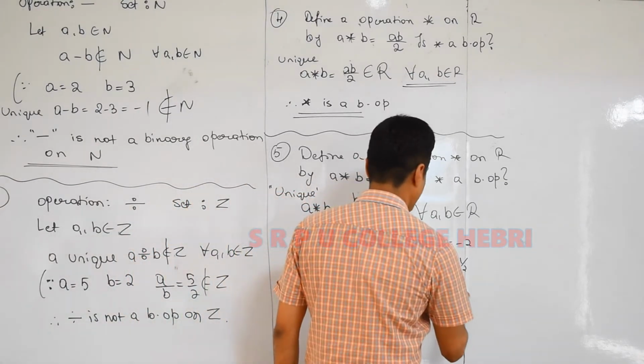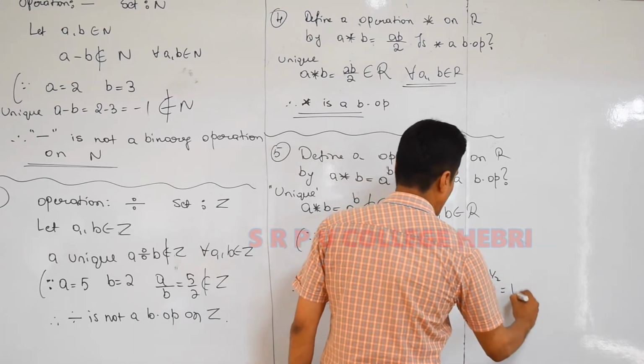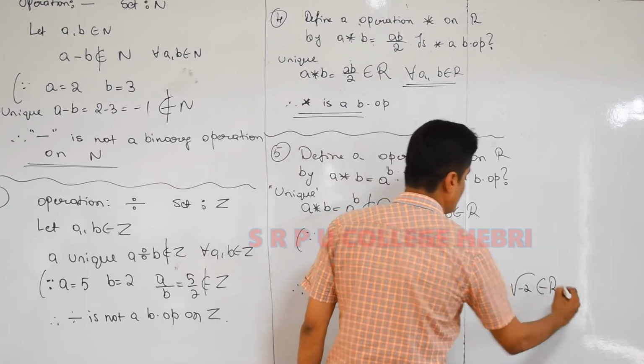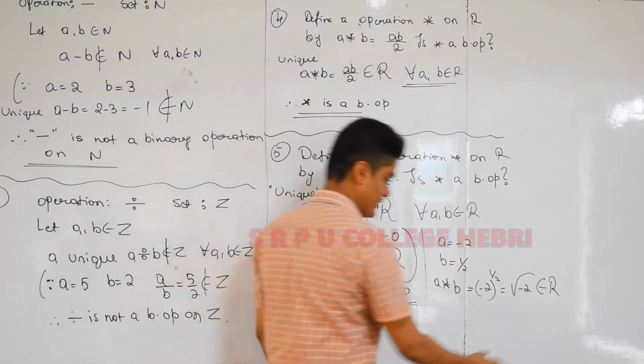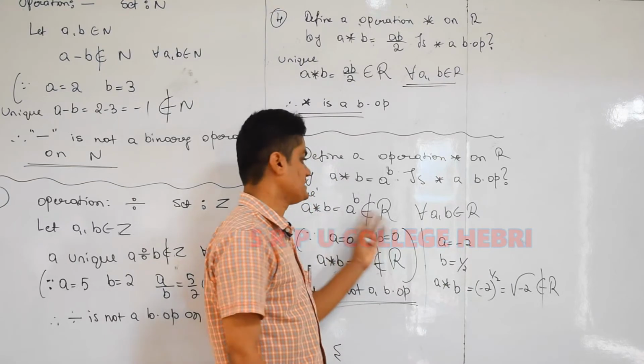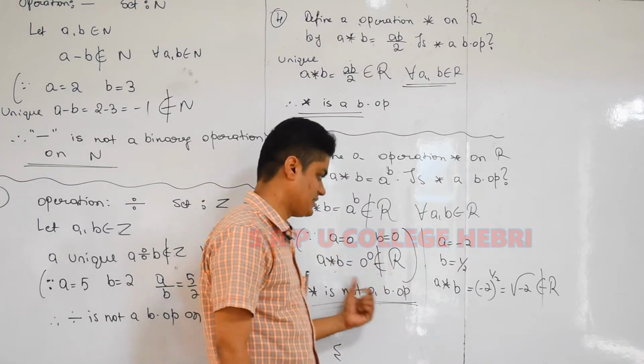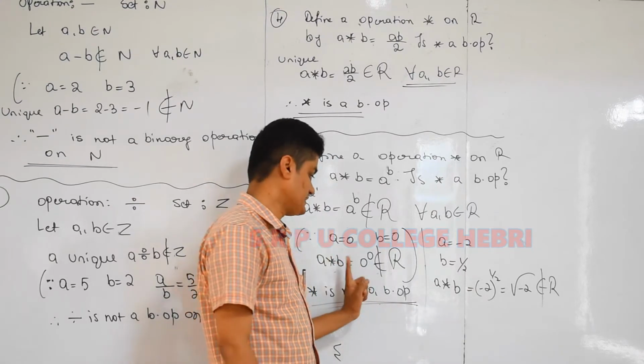What is a star b? -2 to the power half. Is the square root of -2 a real number? No. You can even give an example of this kind. So this is one more example to say that a star b is not a binary operation. Either this example or this type of example. This is a famous example, easy to remember.